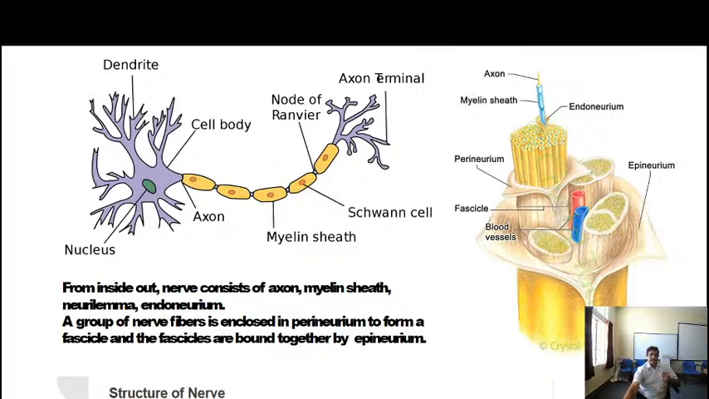Now, the unit of the nerve is a single nerve cell which contains the cell body, which contains the nucleus and the mitochondria. Then it has the dendrites. Then you have the axon, which is covered by the myelin sheath, and in between there are spaces which are called nodes of Ranvier, and then ultimately the axon terminals.